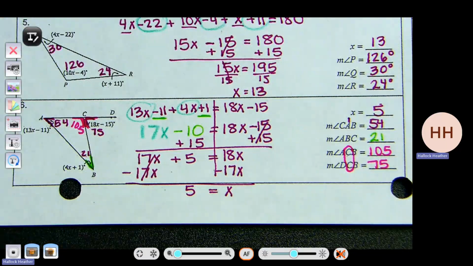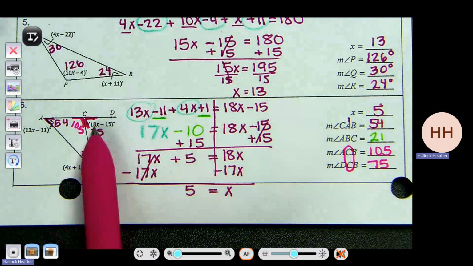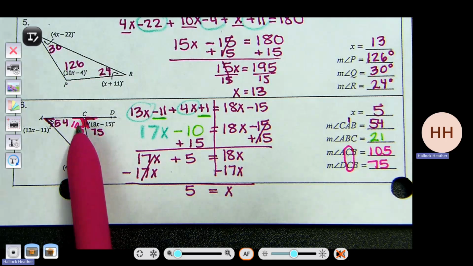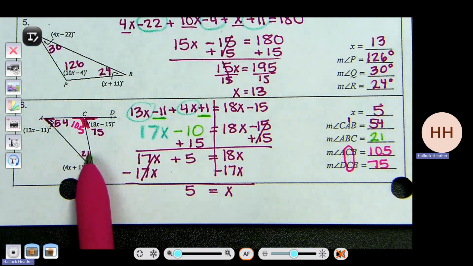Because a straight line adds to make 180. So if this next door neighbor is 75, next to it would have to be 105 because 180 is a straight line. Or, side note, you could add to make a triangle. The inside of a triangle has to add to make 180. So 54 plus 105 plus 21 makes 180.